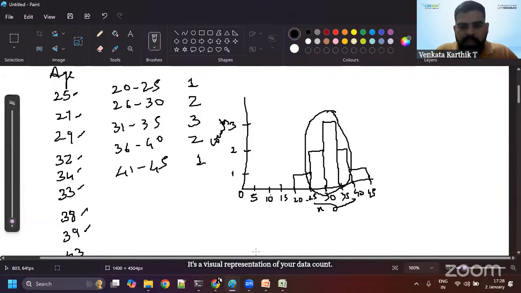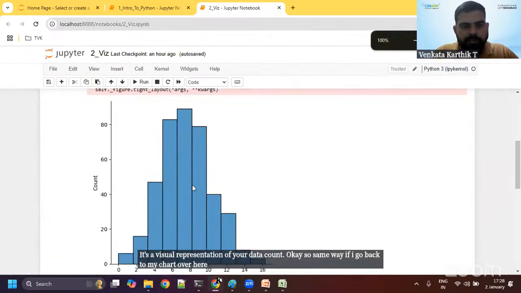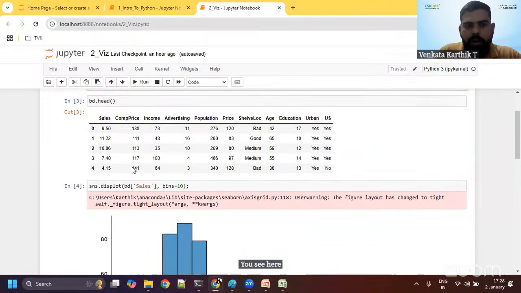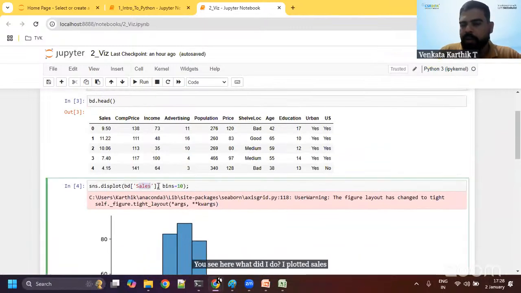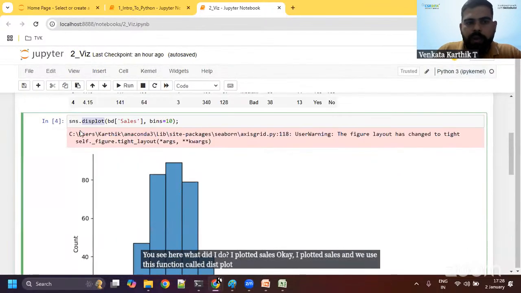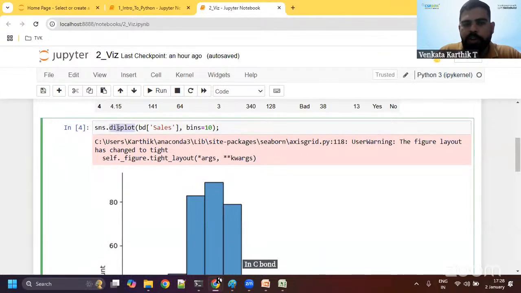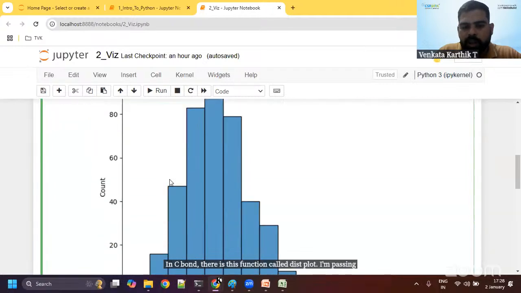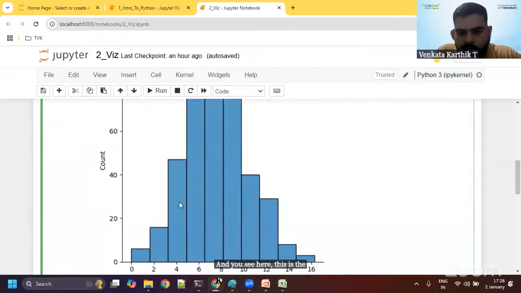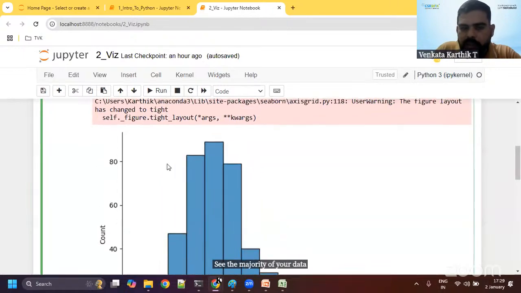Same way, if I go back to my chart over here, what did I do? I plotted sales, and we used this function called distplot in Seaborn. I'm passing sales to it, and you see here, this is the histogram. What I know is that the majority of the sales are between 3 to 11. The majority of your data is sitting over here, and these are the counts.